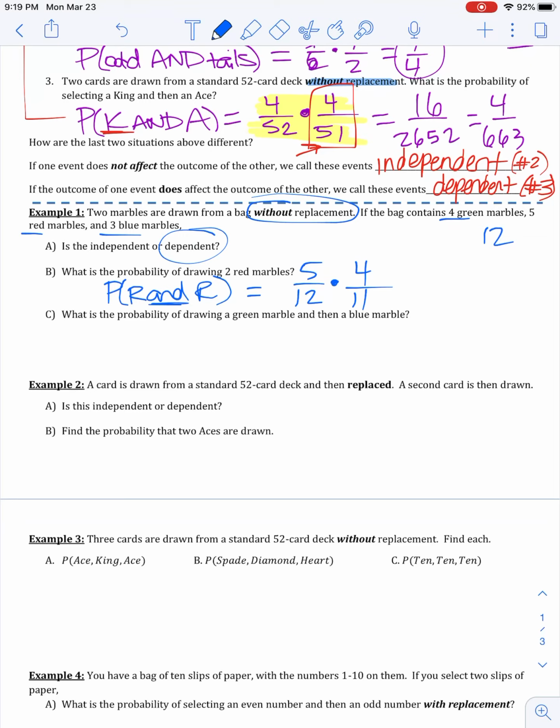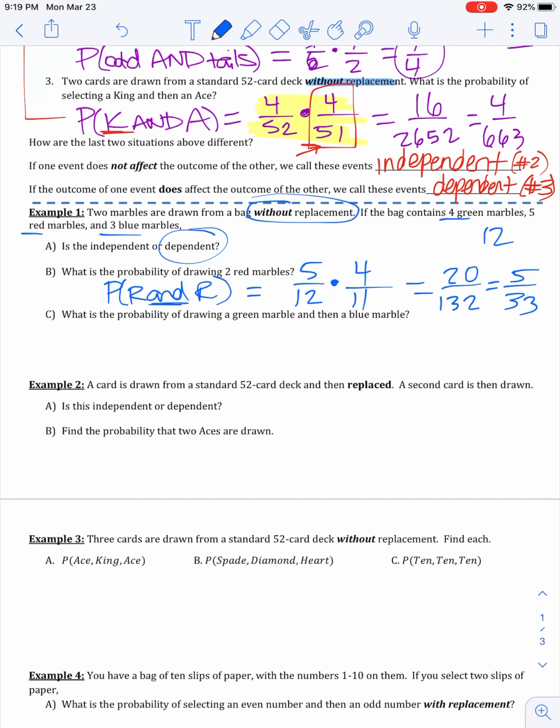So if you're finding red and red, like the exact same event, in that second fraction, basically the number on top and on the bottom each went 1 lower. That's the important part. That's your work. That's what I definitely want you to show. If you multiply 5 times 4, you get 20. If you multiply 12 times 11, you get 132. And this can reduce to 5 over 33.